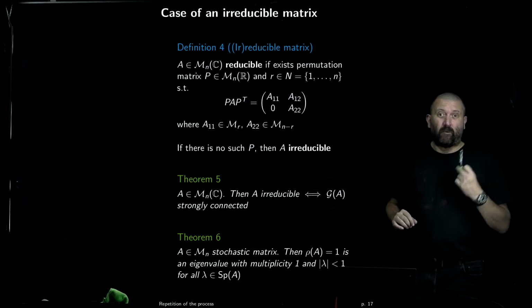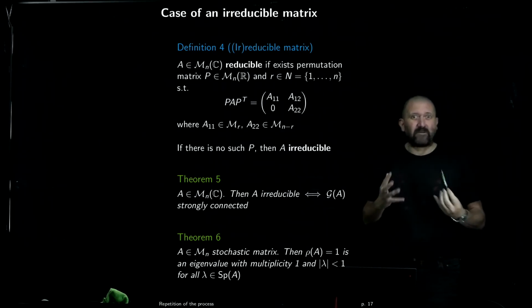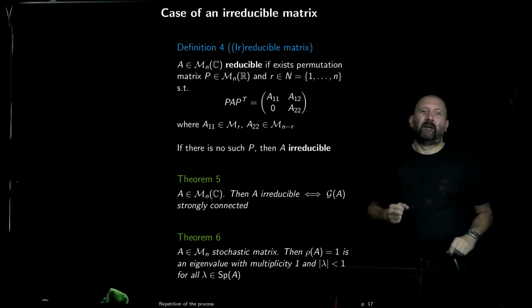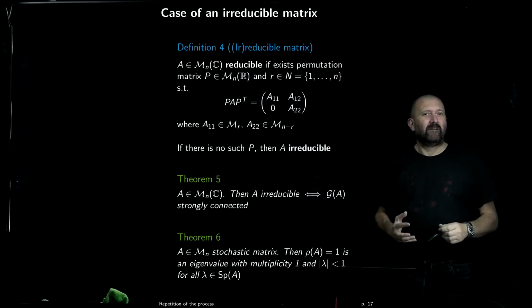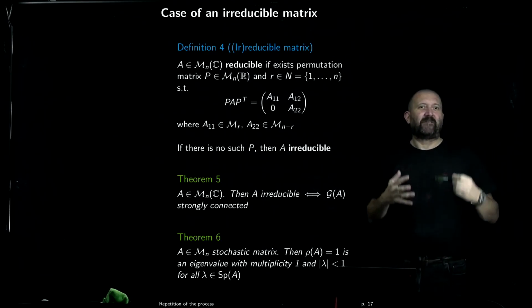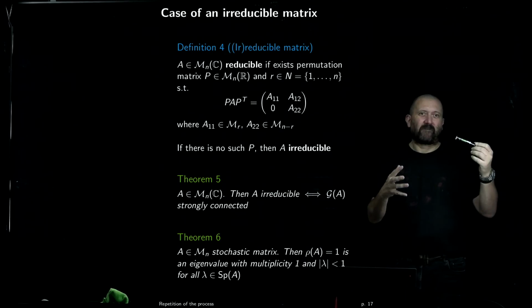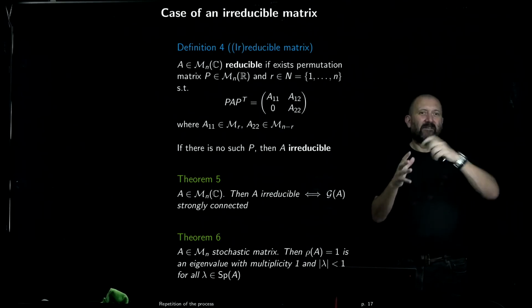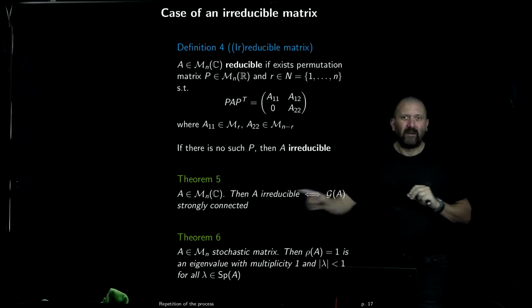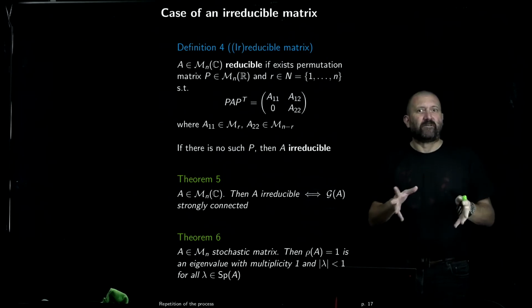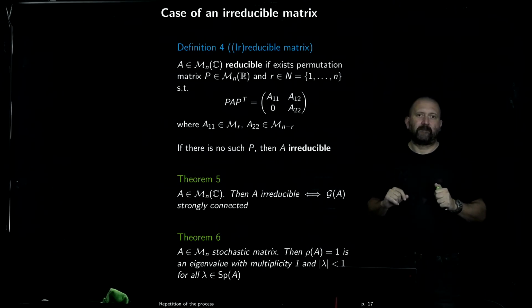And one thing that I already emphasized, and I will emphasize again, is that there is this very nice interconnection between irreducibility, which is a matrix property, and the associated digraph of the matrix, which is obtained by taking the entries in the matrix as representing the existence of an arc or not. And we have that a matrix is irreducible if and only if the associated digraph is strongly connected.